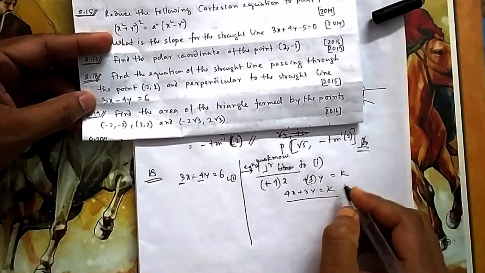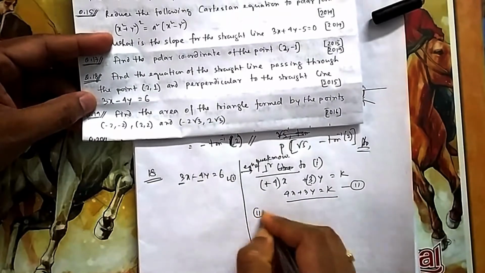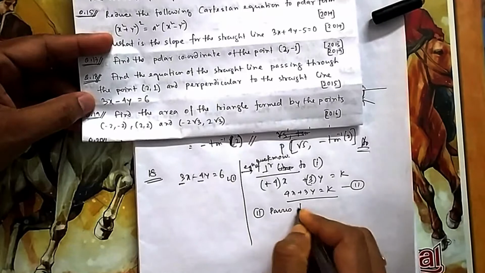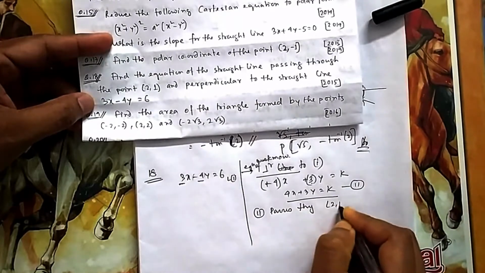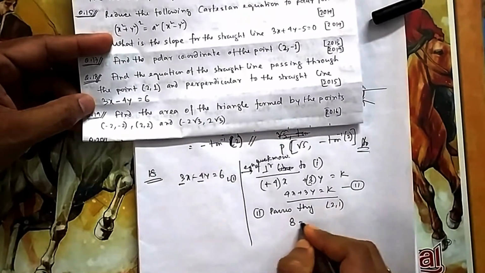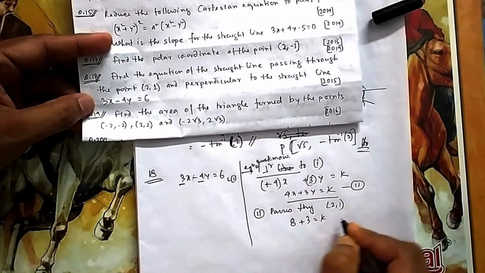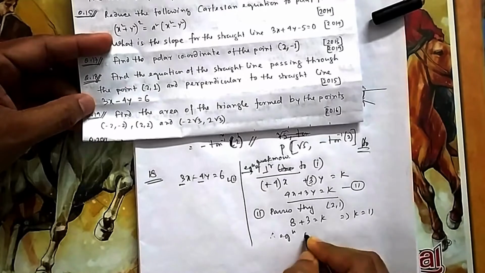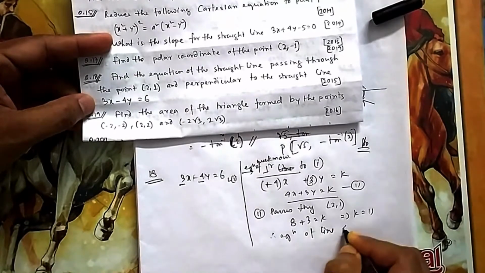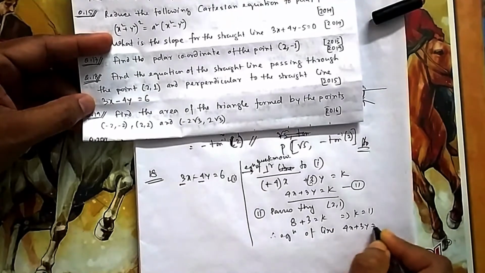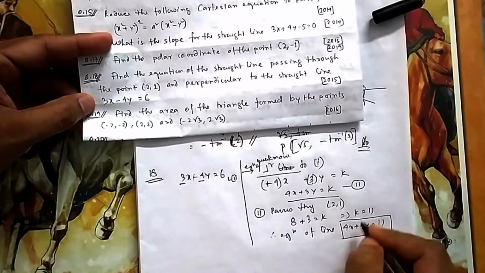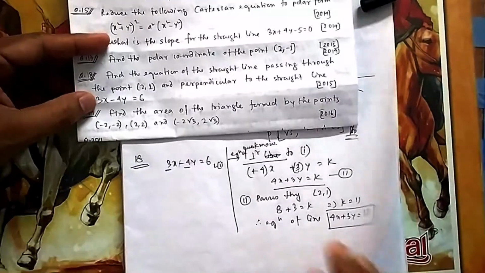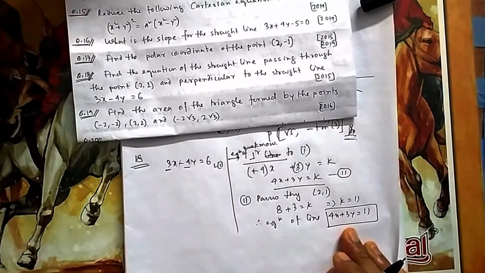So this line, now it passes through, what is the condition? It passes through 2, 1. So if I put in 2, 1, it should satisfy. So 2 eights are 8, plus 3, so your k should be equal to 11. Therefore the equation of the line is 4x plus 3y equal to 11. We will be extensively using this shortcut method in JEE and JEE Advanced, because this will save some time and it will be easy to interpret also.